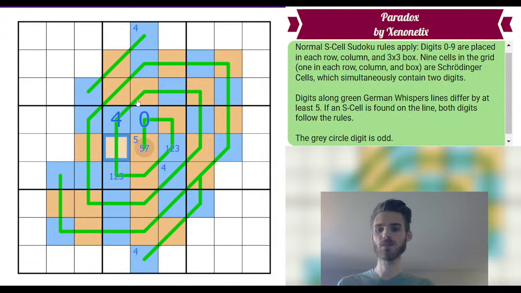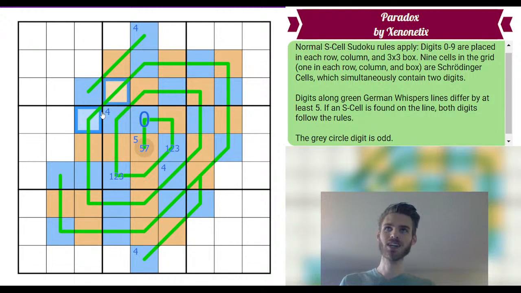Same thing with 4. If I put 4 there, then these have to be 9. They can't be S cells with 9 and 8 because it says that both digits follow the rule that they have to be at least 5 different. I guess it should probably say all digits follow the rule, because you could have 2 S cells next to each other and then both digits follow the rule both times, I guess, is the idea, but I don't know. It's pretty clear what you mean by that.